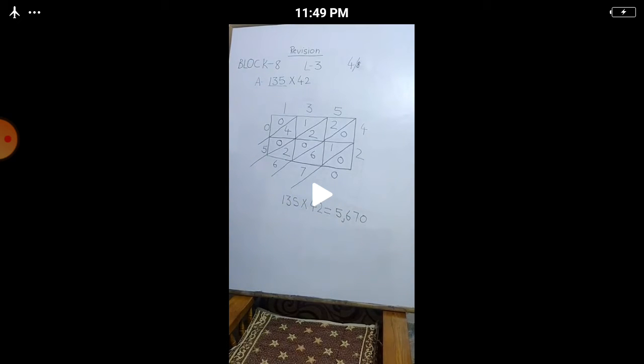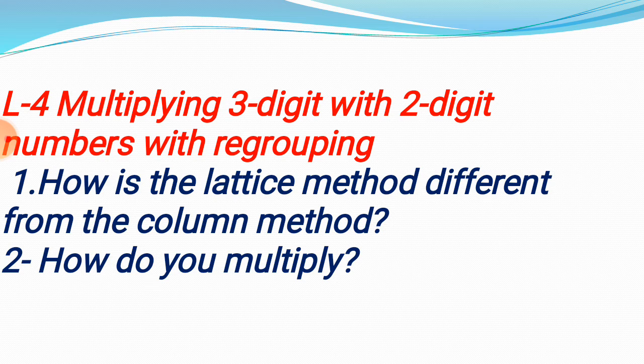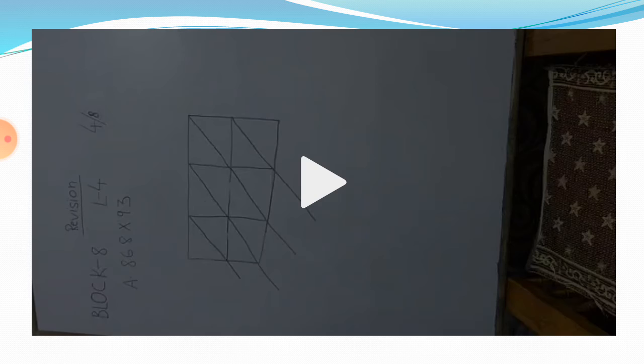Now children, this is lesson 4, multiplying 3-digit with 2-digit numbers with regrouping. So my first question is, how is the lattice method different from the column method? And second question, how do you multiply? So watch the next video to get the answer.